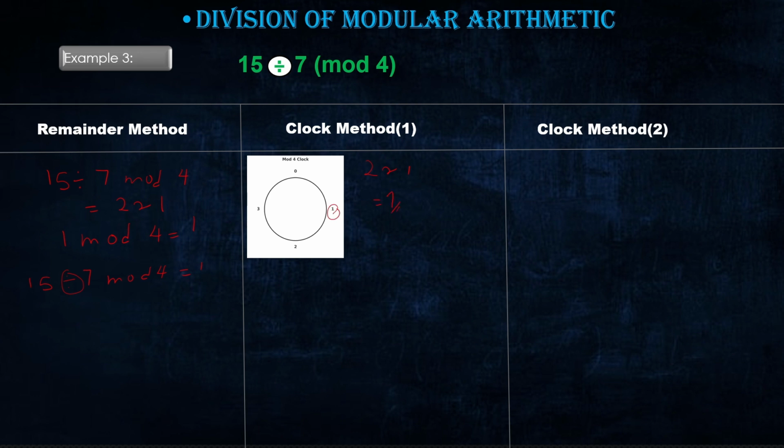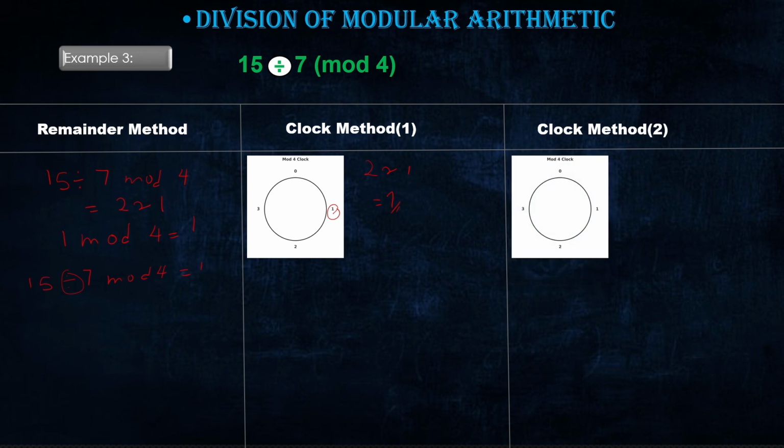And then for clock method 2, 15 is equal to 3. 7 is equal to 2. 3 divided by 3 equals 1/1. The answer is 1. In any case where you use the division, it mostly happens in division. When you divide and you're having a remainder at first, when you've not divided by the mod, you take the remainder and divide by the mod.